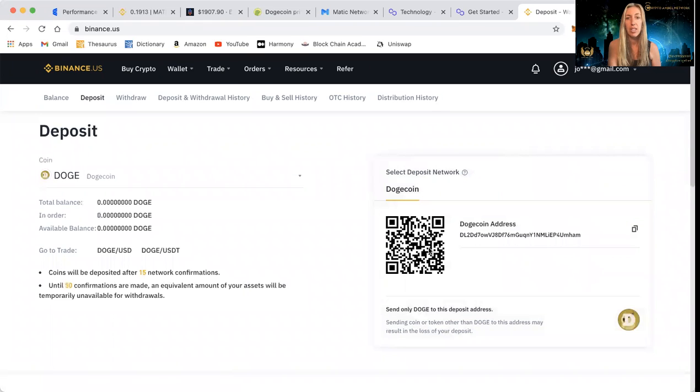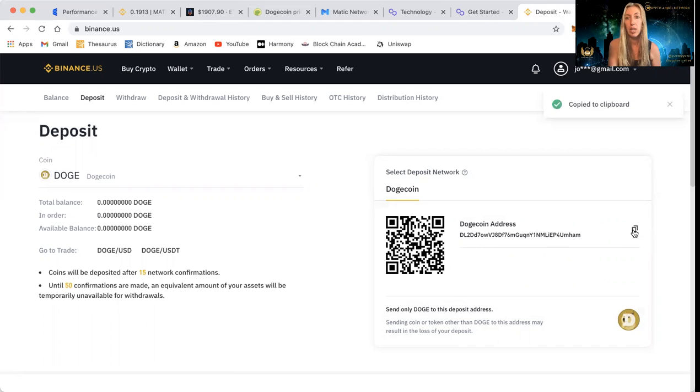And here it comes. There's a QR code with this as well. But I want to make sure that I send only Doge to this deposit address. If something else were to be sent here, it just wouldn't be received. So you have to be really, really careful. What's great is that a few years ago, you had to write down all the numbers. Now you can just copy. So let me give that a go.